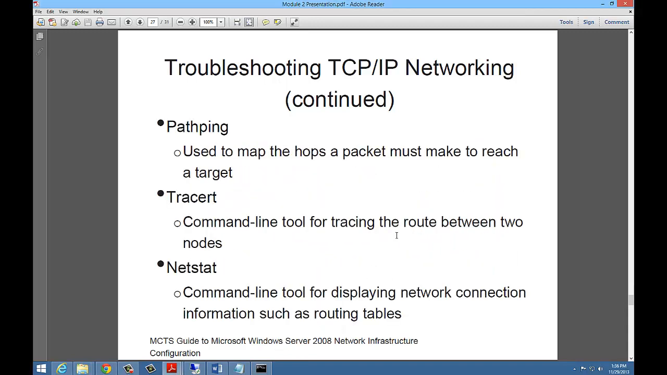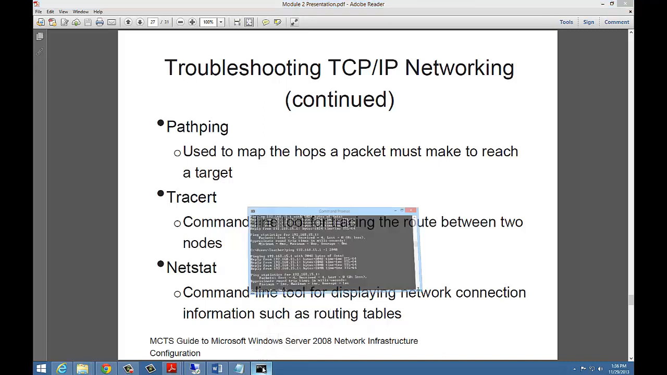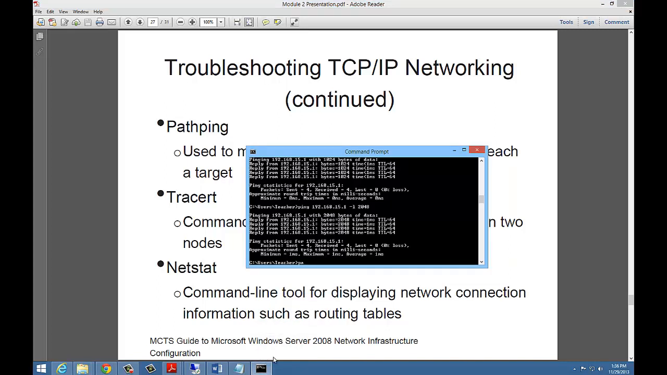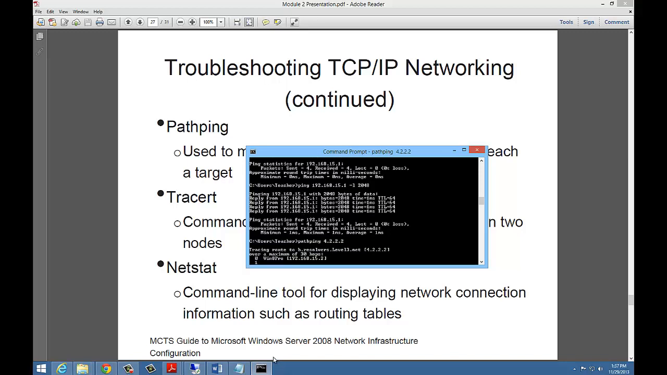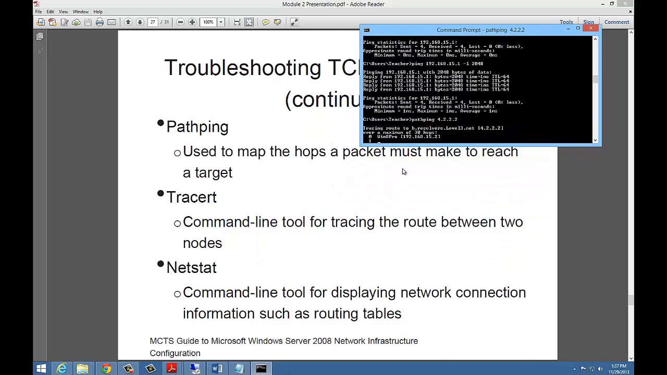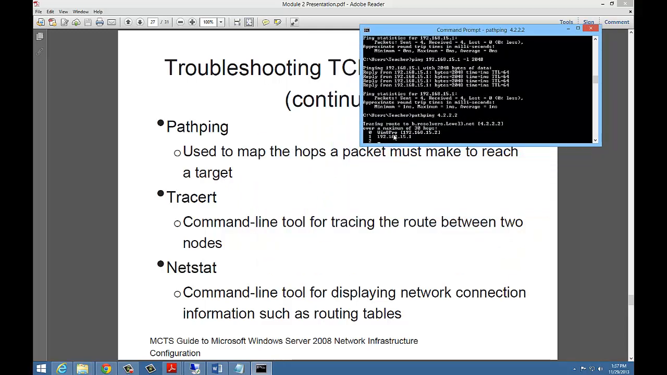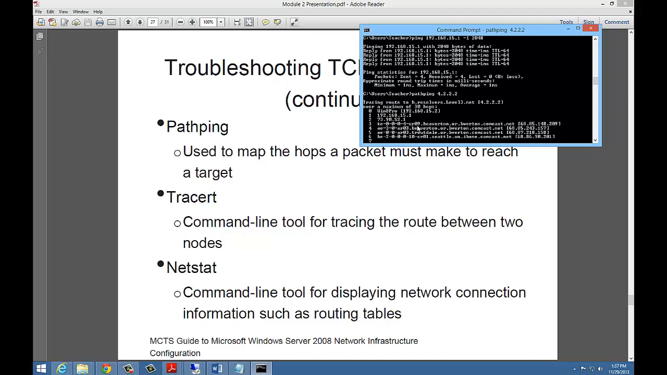Pathping is used to map the hops a packet must take to reach a target. So if I did a pathping to a public address that I know where it is, it's going to go a little bit at a time until it gets to the destination. I can see the path that it takes, and these are the different resolved names that it shows as well.